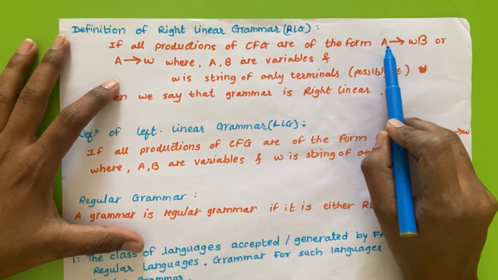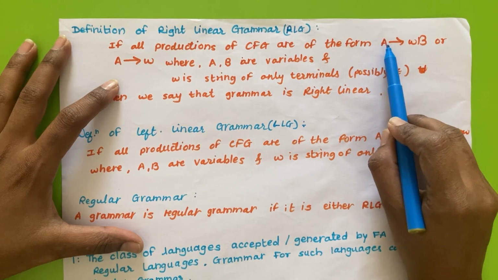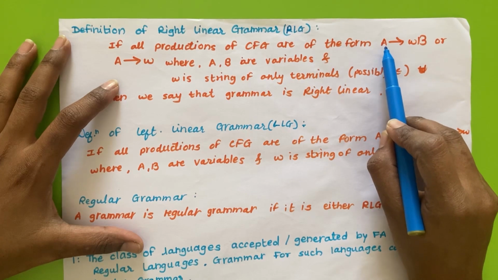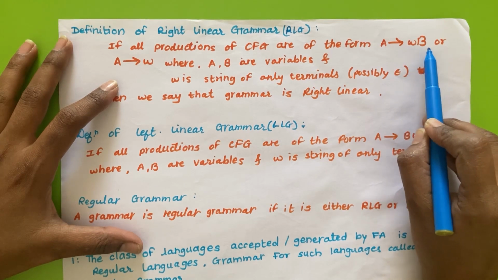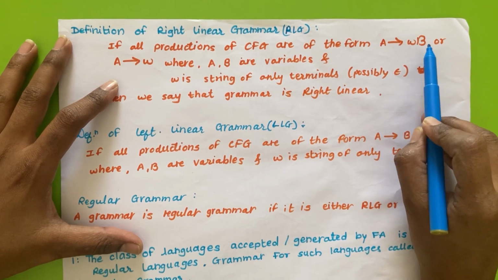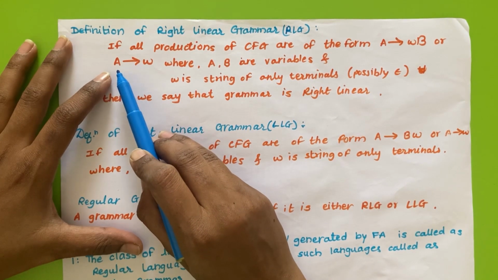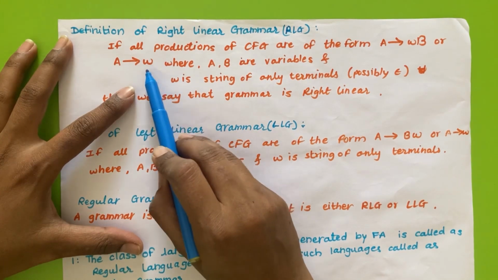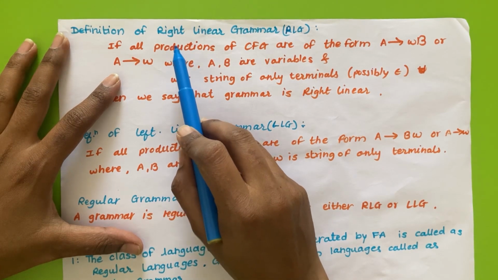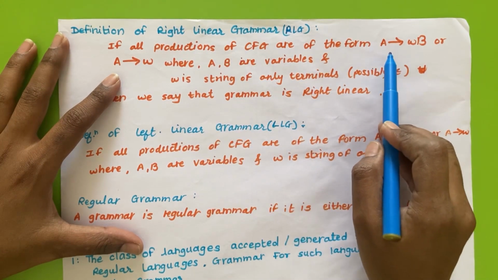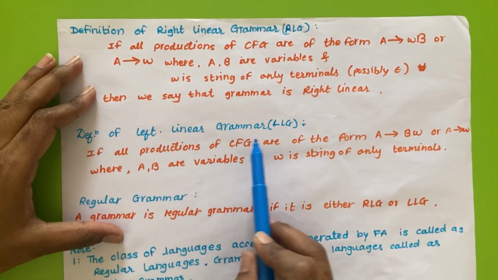Means in all the productions, in the left hand side it is always a single variable, but in the right hand side first we have a list of terminals and then it should end with a single non-terminal. Or it can be the case that in the LHS we have a single non-terminal and on the right we have a list of terminals only. So if a grammar is a right linear grammar, then it should follow one of the two rules. Similar is the case with left linear grammar also.